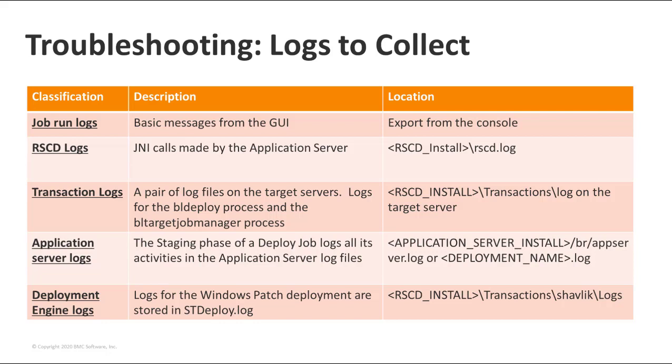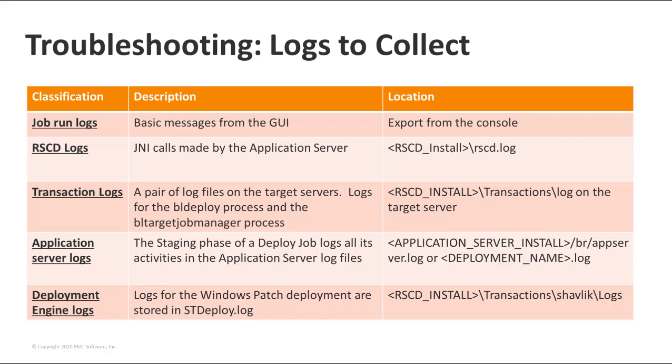RSCD logs from the target server. It's needed to see, in case there are some GNI calls made by the application server, there are some errors in those. We can see that in the RSCD log. The transaction logs, and these pair logs are very important for deploy. These are the BL deploy log and BL target job manager logs. We'll see them in the demo, but in case a deploy job fails, we need to collect the BL deploy and BL target job manager logs. These logs tell us the command which failed during the commit phase of the deploy.